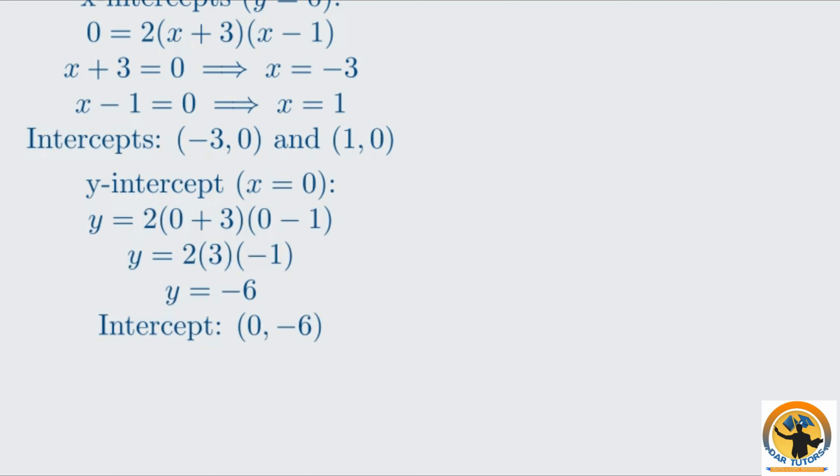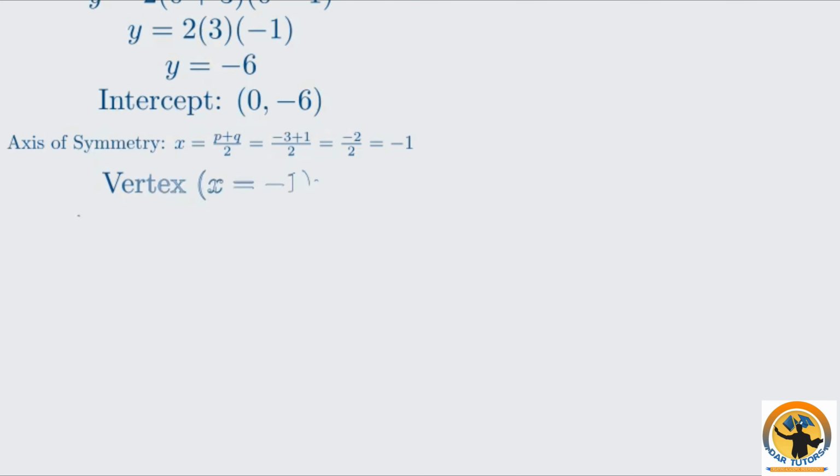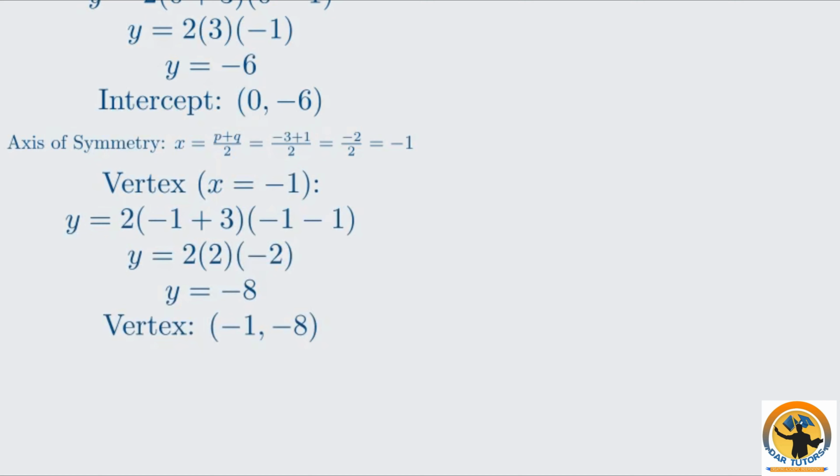Finally, we need the axis of symmetry and the vertex. The axis of symmetry is x equals the average of our x-intercepts. That's x equals the quantity -3 plus 1 divided by 2. This simplifies to x equals -1. The vertex must lie on this line. To find the y-coordinate of the vertex, we substitute x equals -1 into the original equation. y equals 2 times 2 times -2, which is -8. So the vertex is at (-1, -8). We now have all the information to draw our sketch. It opens upwards, passes through (-3, 0), (1, 0), and (0, -6), and has a vertex at (-1, -8).